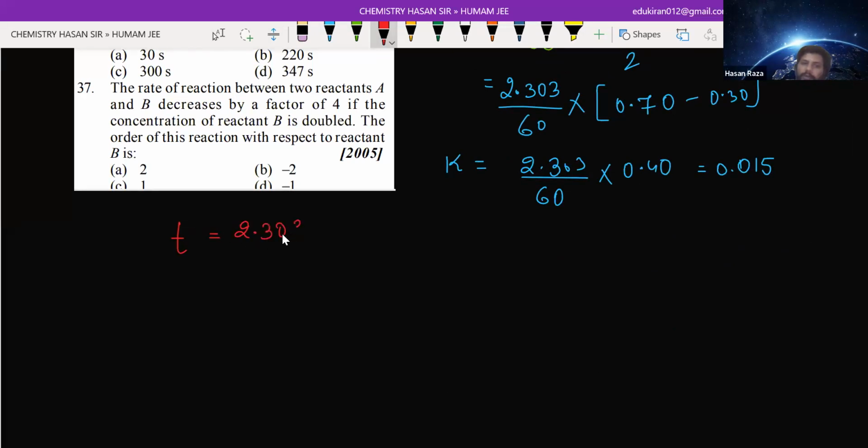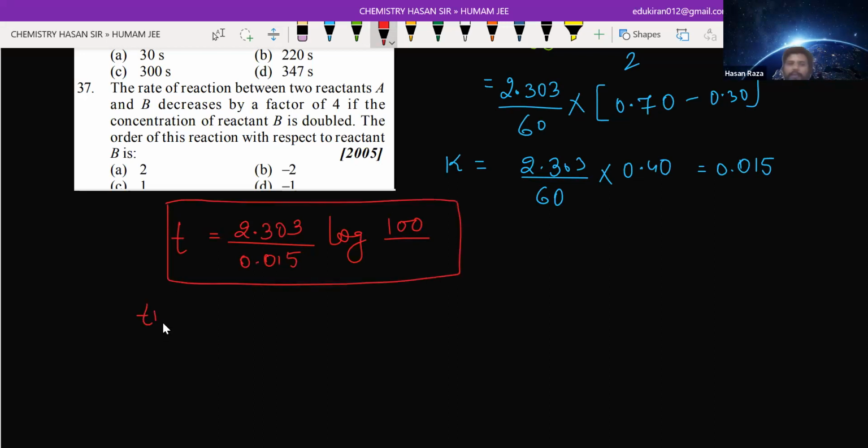So 2.303 upon K, K you got 0.015, log of initial concentration 100, and final concentration. That means 50% completed, that means we are talking about T half, which you can directly apply to save some time. So T half will be equal to 0.693 upon K, and K is 0.015. Either way it will be the same. So 0.693 divided by 0.015 will approximately give you 46.2.